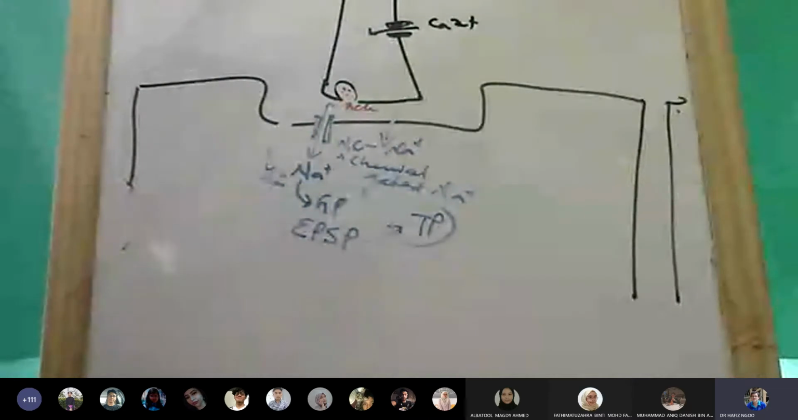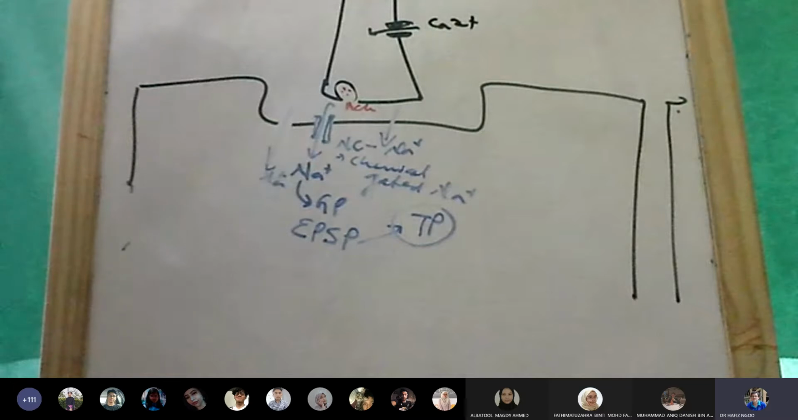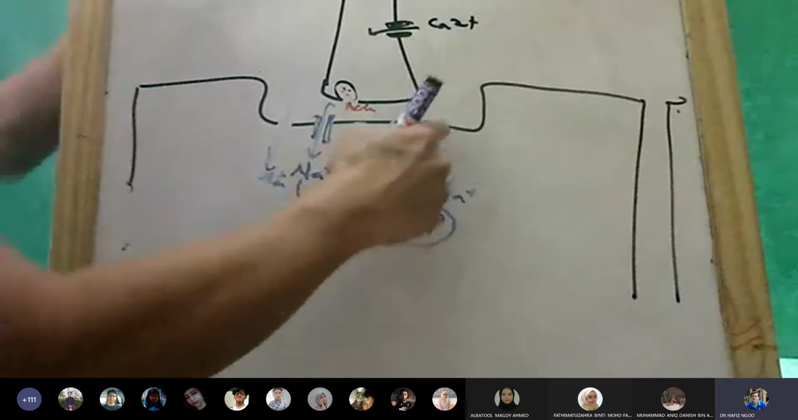Where will the voltage gated ion channels be present on the membrane of a muscle, or sometimes they call it the sarcolemma? Where will it be present most likely? Is it here or here?